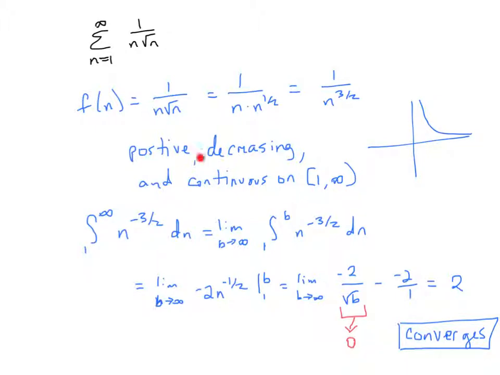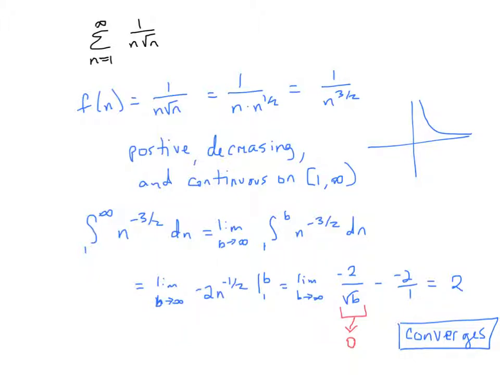Because it is all 3 of these things, then I can do my integral down here. So my integral of my function, I just rewrote this as n to the negative 3 halves. It's an improper integral, so the infinity has to come down and turn into a limit, and then that bound has to turn into a b. Alright, so we're going to do the integral of n to the negative 3 halves, which gives me negative 2n to the negative 1 half from 1 to b as b approaches infinity.